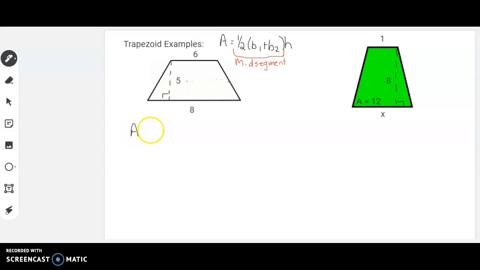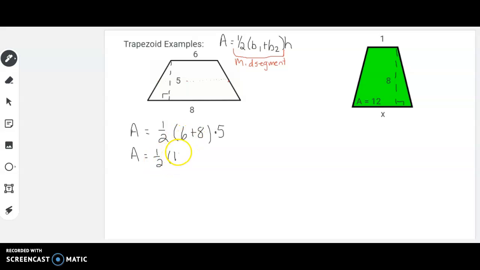So we have area is equal to 1/2. Base 1, I'm going to use the top as 6. Base 2, I'm going to use the bottom as 8. And then we have the height, which is 5, and that's going to be the distance between the two bases. Okay, it's going to be an altitude. It's going to be perpendicular to the opposite base. Then we just put it in your calculator or simplify it out.